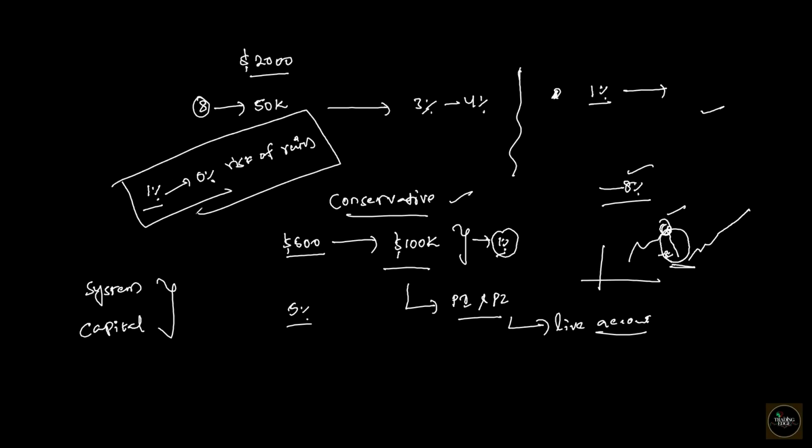If you take 1% risk per trade in funded accounts, all you have to target is just 2%, 3% per month in a live funded account. So this is how you should approach. And these are the two types of approaches that we have: aggressive and conservative.